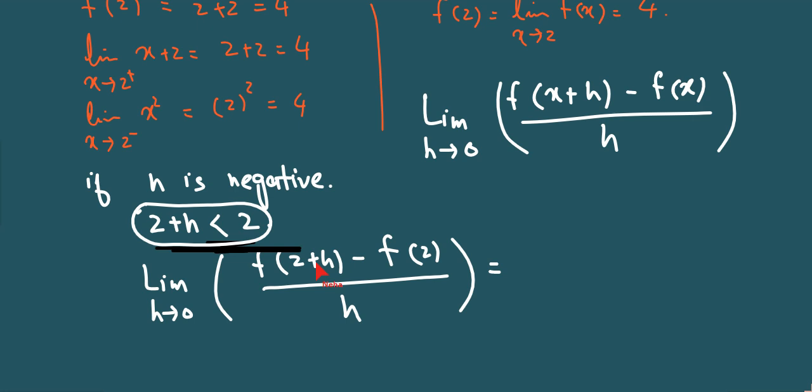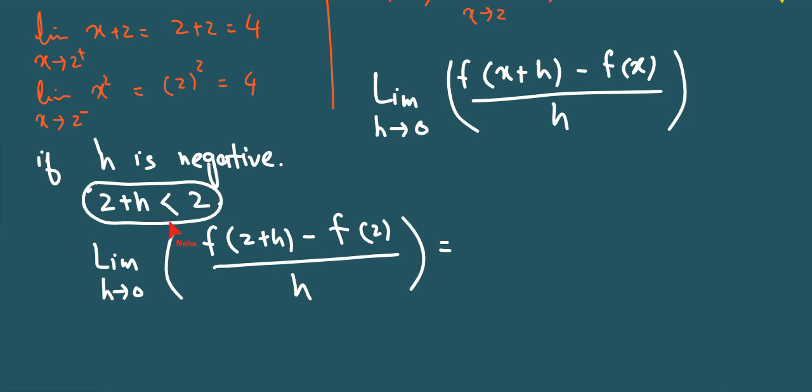Just initially I told you that h can be positive, h can be negative. So I'm taking initially the negative side, then I will take the positive side, and if they both become equal, that means the derivative exists at that point. Okay, I understood.